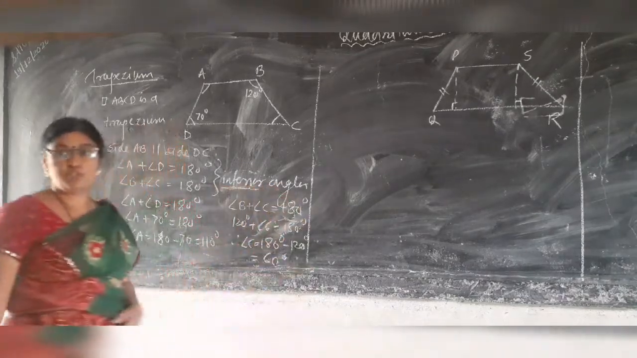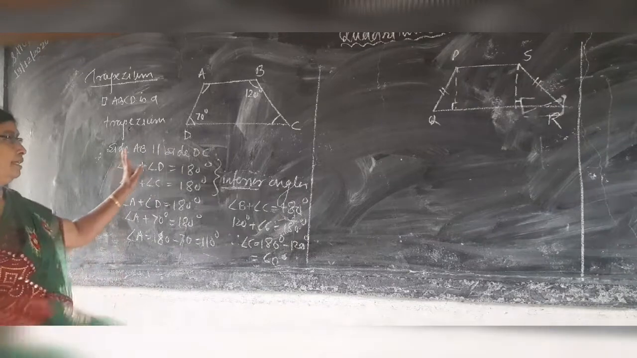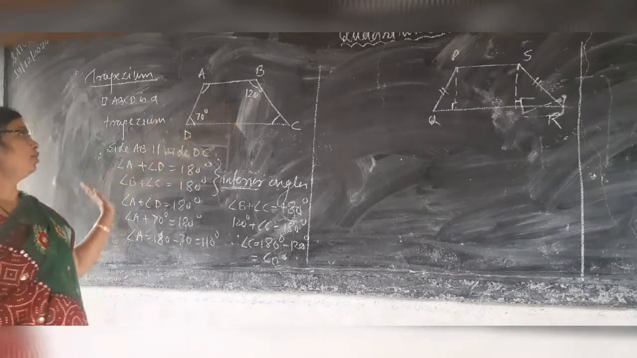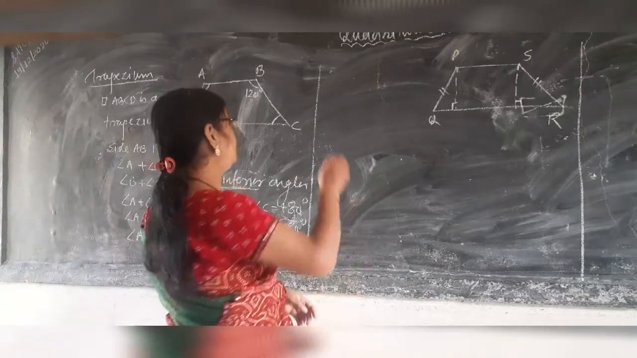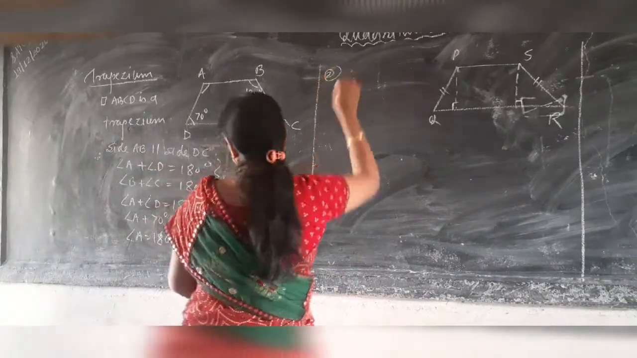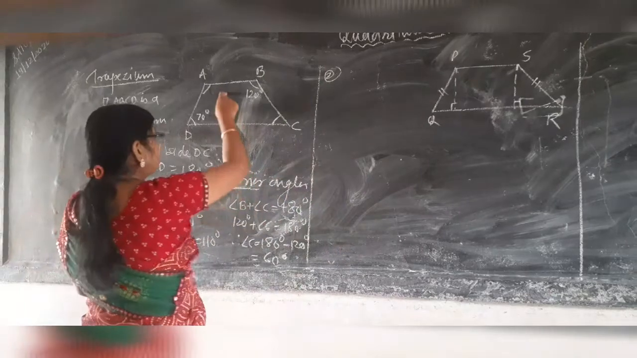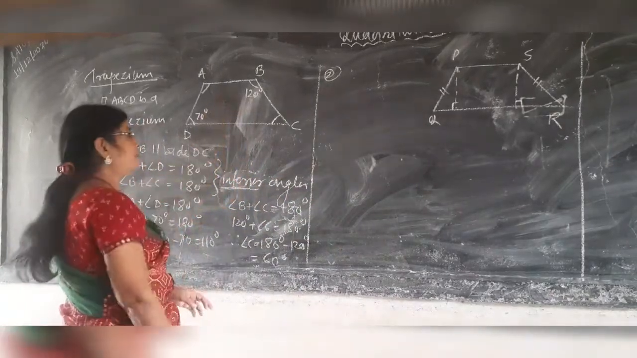In this way you have to use which property? Interior angles. And then if any one of the angles is given, you have to find out the remaining angle. Now see here, the second property of trapezium. What is the first property? Only one pair of sides is parallel.